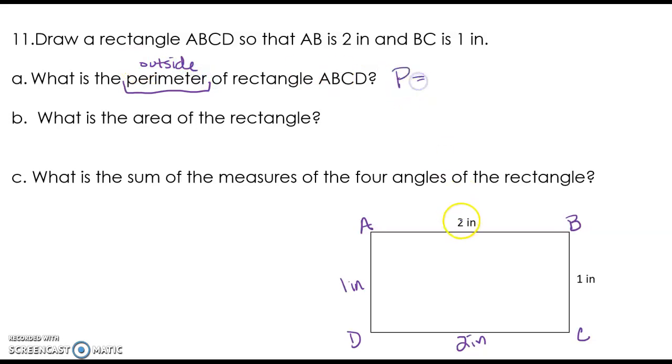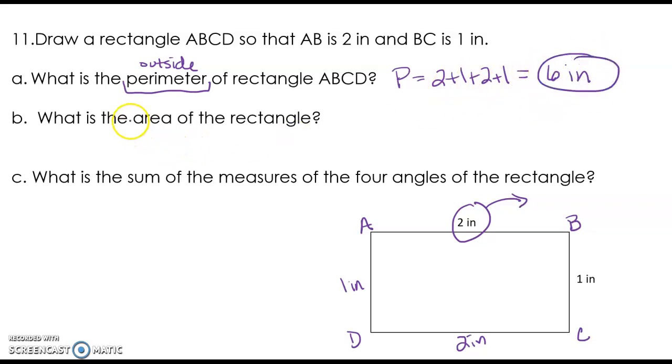Okay, so I'm going to start here at 2 inches and go that way for perimeter. So I have 2 plus 1 plus 2 plus 1, which is 3 plus 2 is 5, which is 6 inches. And then it says, what is the area? So we know that area is length times width, and that should be in the back of your spiral. So if this is going to be my length, this is going to be my width. I have 2 times 1, which is 2 inches squared.